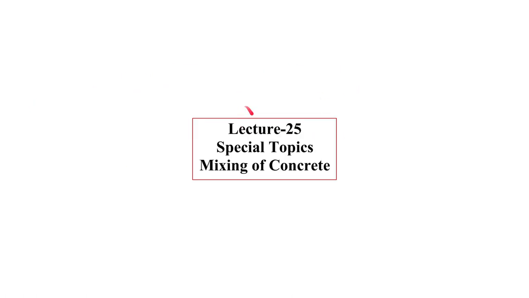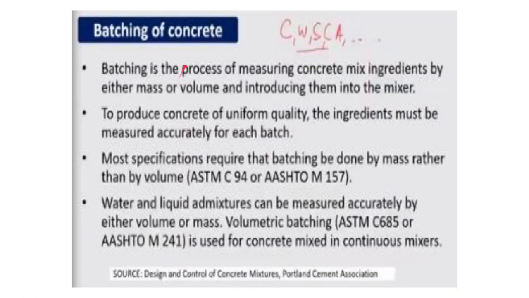So let us begin. What is concrete batching? It is basically the process of measuring concrete mix ingredients by either mass or volume and introducing them into the mixer. For producing concrete of uniform quality, the ingredients must be measured accurately for each batch. Most specifications require that batching be done by mass rather than by volume, as per ASTM C94 or AASHTO M157, basically the US codes. Water and liquid admixtures can be measured accurately by either volume or mass. Volumetric batching is used for concrete mixed in continuous mixers.